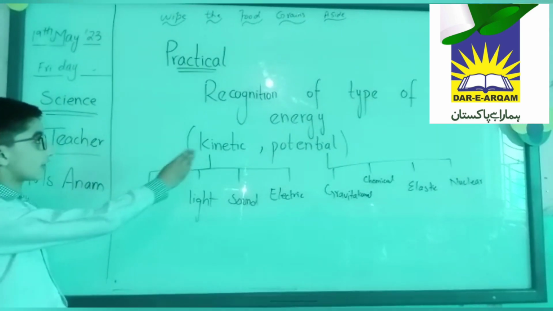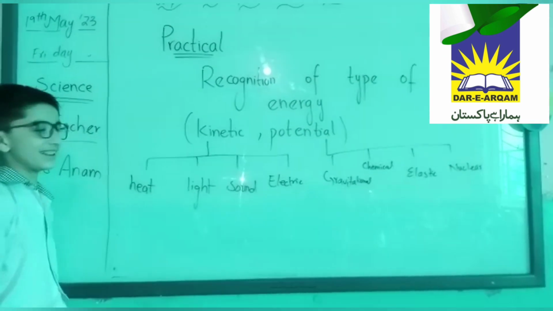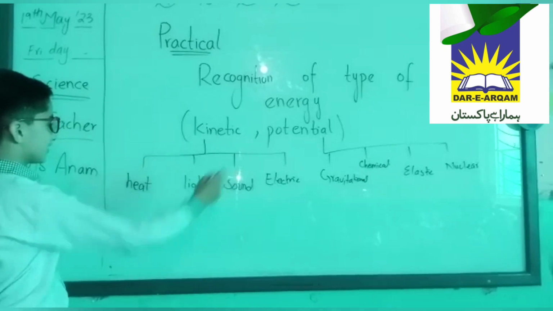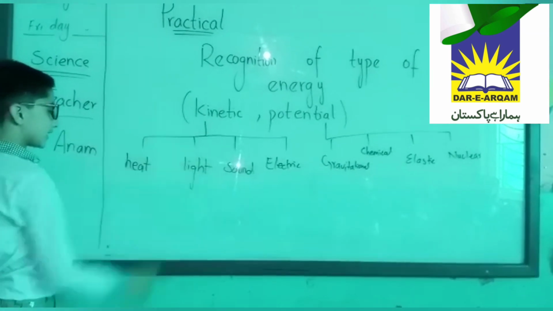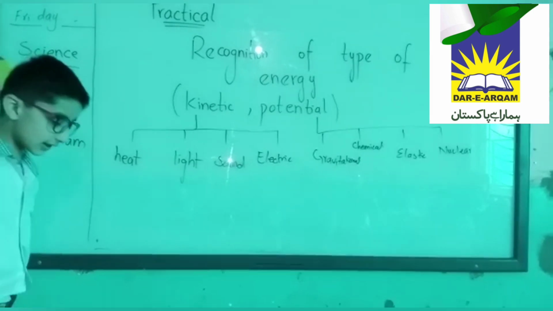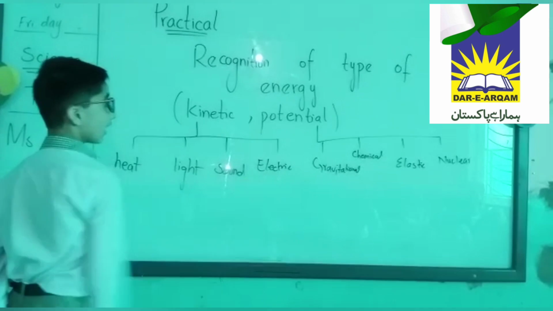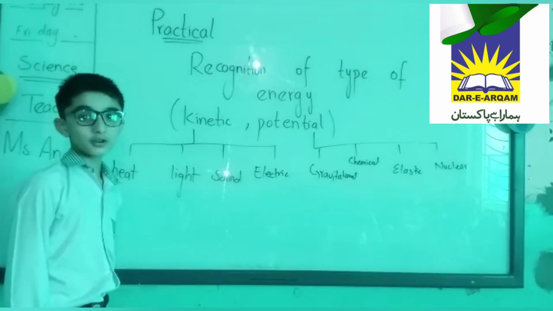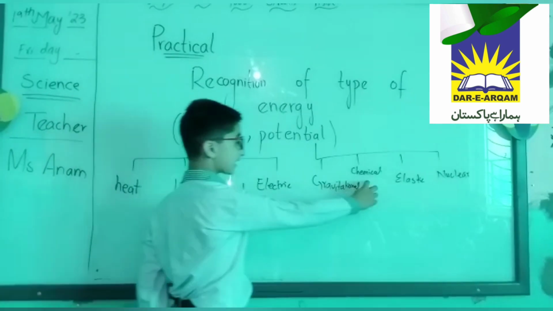Today is the practical of recognition of types of energy. There are two types of energy: kinetic energy and potential energy. Kinetic energy has four types: heat, light, sound, electric. And potential energy also has four types: gravitational, chemical, elastic, nuclear.